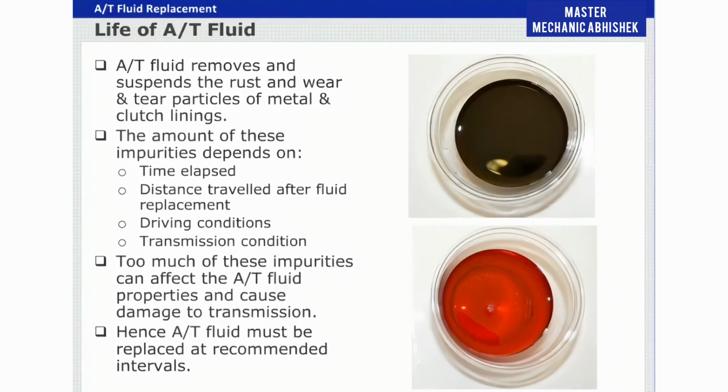Life of AT fluid. AT fluid removes and suspends the rust and wear and tear particles of metal and clutch linings. The amount of these impurities depends upon the time elapsed, distance traveled after fluid replacement, driving conditions, and transmission condition. Too much of these impurities can affect the AT fluid properties and cause damage to transmission. Hence, AT fluid must be replaced at recommended intervals.